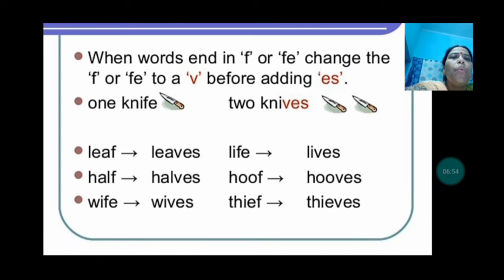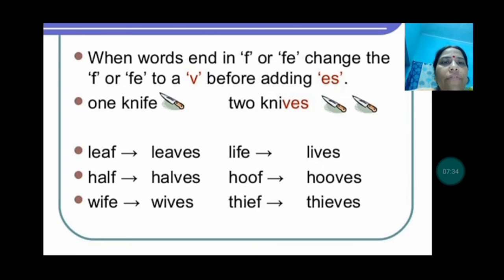Now when words end in F or FE, change the F or FE to a V before adding ES. So what you will do? When you see a word that ends with F or FE, remove that F and add VES. Like in leaf, remove F and add VES. Half also, remove F and add VES. Like HALF, we will remove F from the singular and add VES for the plural.